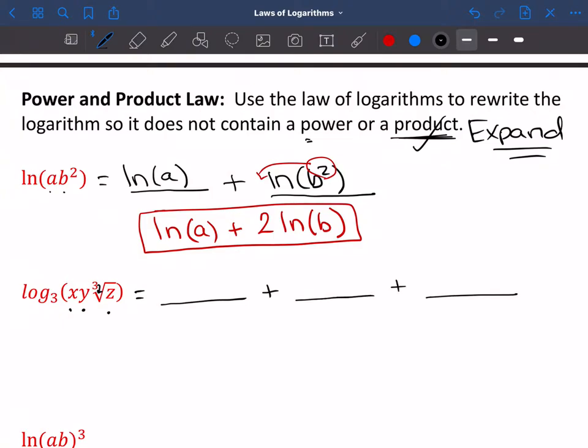So we have log base 3 of x. We have log base 3 of y. And we have log base 3, and I'm going to go ahead and write this as a fractional exponent, z to the 1/3.